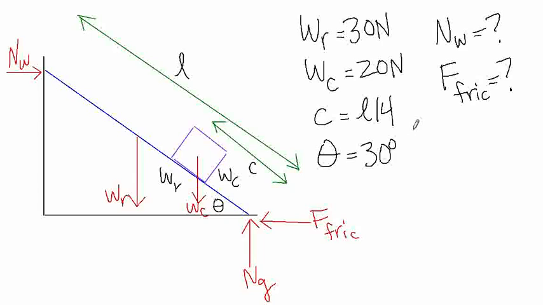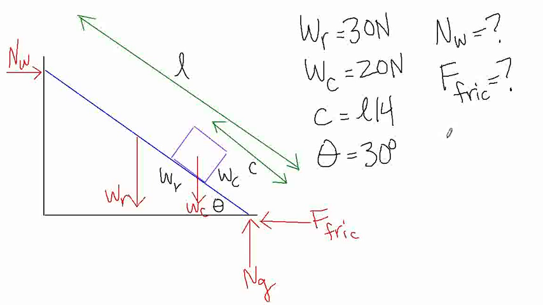Now, we weren't asked to find the normal force due to the ground, but can you see that that has to equal the weight of the ramp plus the weight of the crate? Because there can't be a net vertical force. So the normal force of the ground has to be 50 newtons, but that wasn't what we were asked.